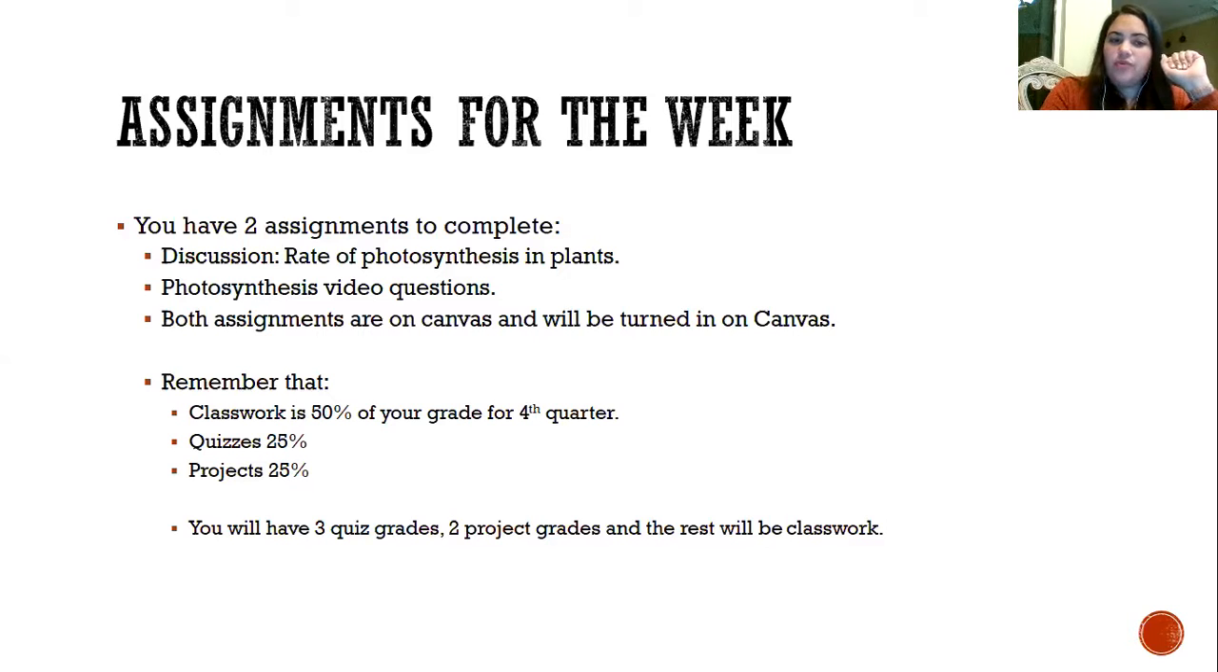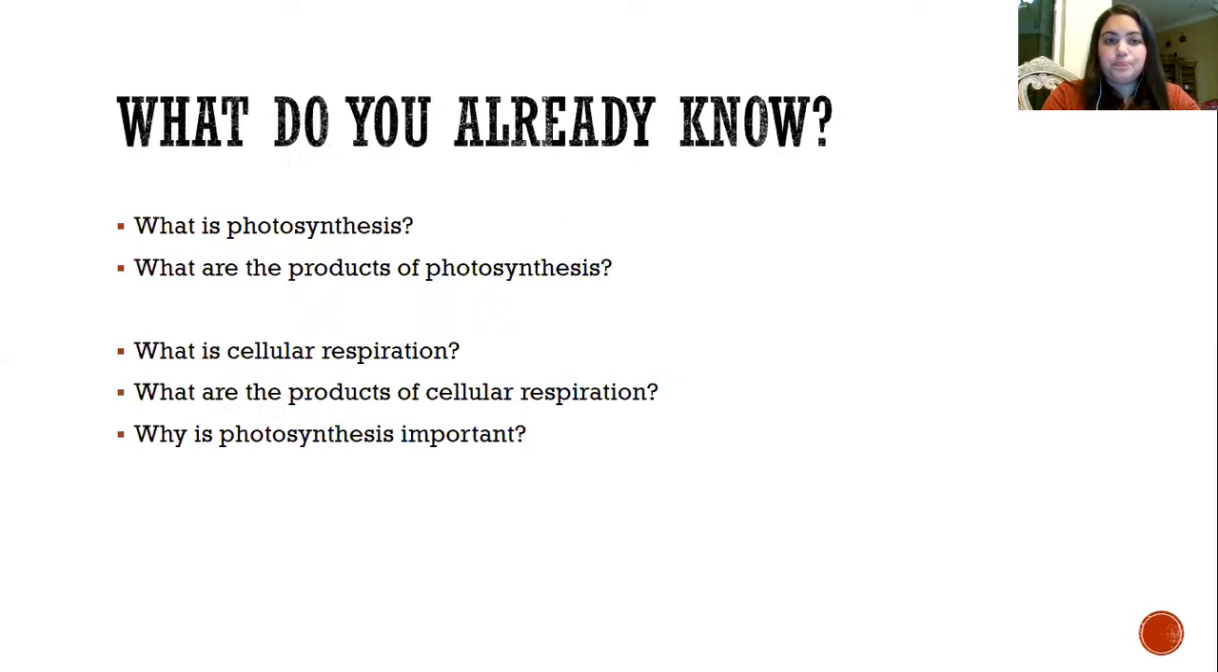Remember that classworks are worth 50% of quarter 4, and quizzes and projects are worth 25%. So make sure that you are completing those classworks this week. Both of those will be graded as a classwork. You will have 3 quizzes and 2 projects by the end of 4th quarter, and the rest will be counted as classwork. So make sure you're doing your classwork. It's very important and it will help a lot. Remember again, this quarter could be the best quarter of all year if you do all your work.